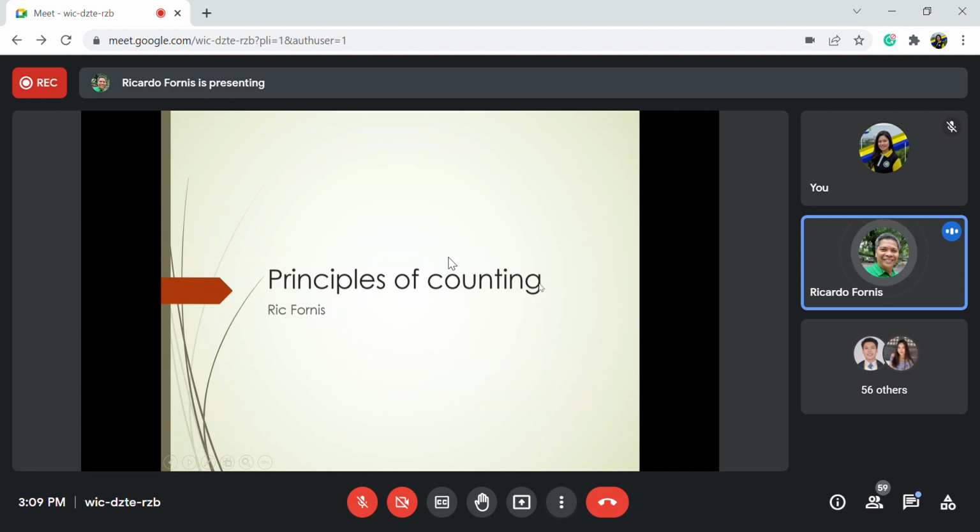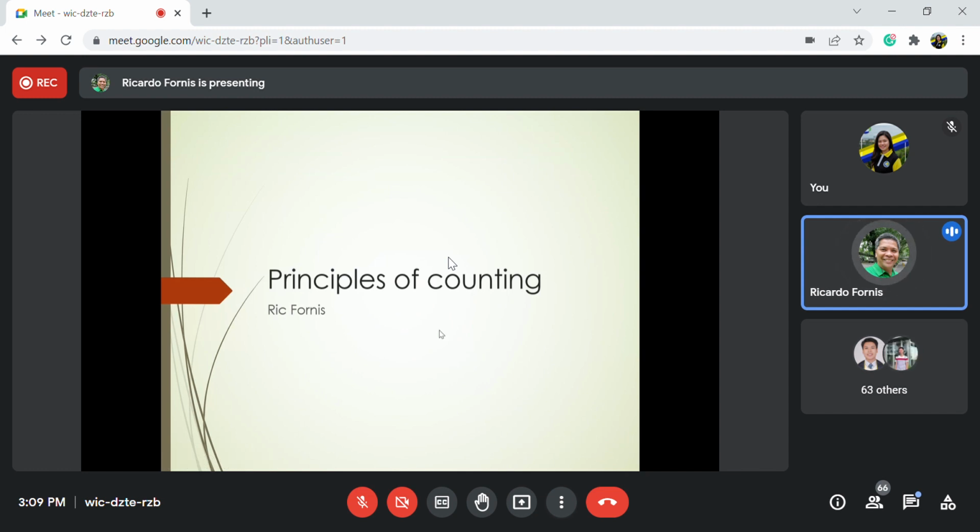This afternoon, we will discuss principles of counting. We will be reviewing combinations, permutations, and then later probability.